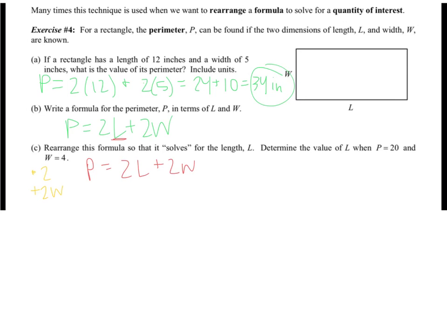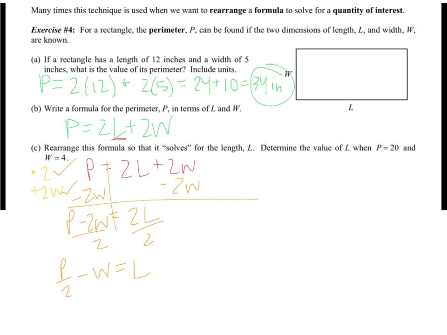So we need to subtract 2W from each side. So P minus 2W equals 2 times L. And instead of multiplying by 2, we're going to divide by 2. So P divided by 2 minus W equals L, because notice that 2 divided by 2 is 1.